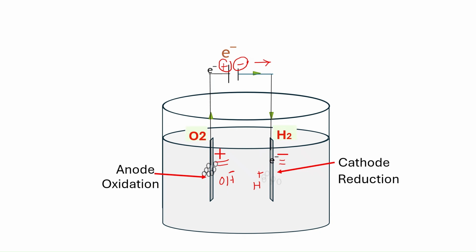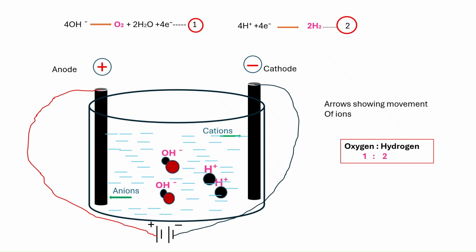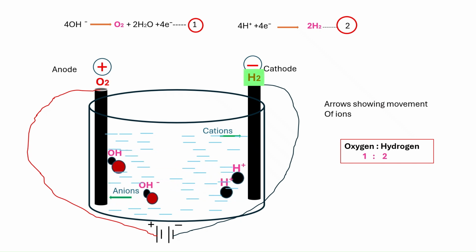So in the electrolysis of water, the graphite anode attracts negatively charged OH- ions and gives off oxygen gas. The graphite cathode attracts hydrogen H+ ions and gives off hydrogen gas. You can see here, these are the negatively charged OH- ions, and it gives off the oxygen.